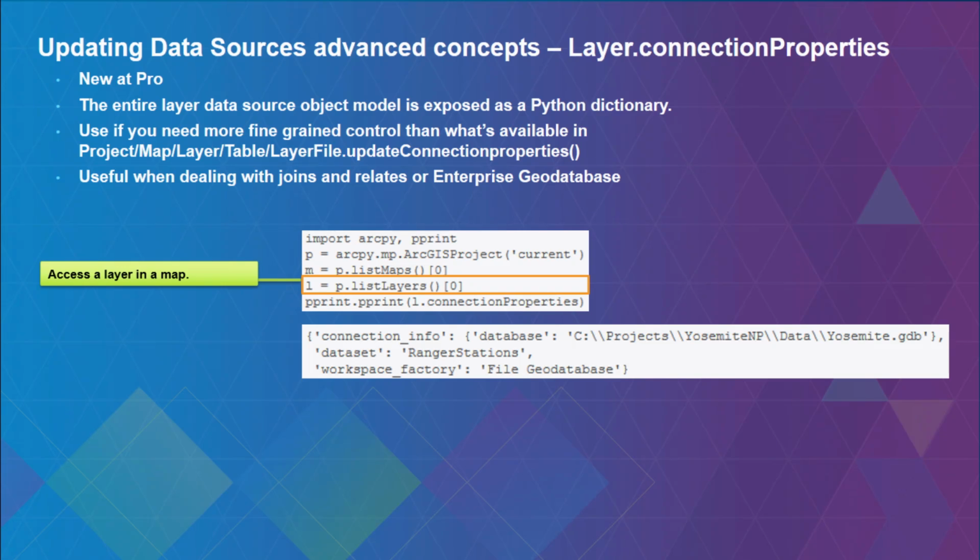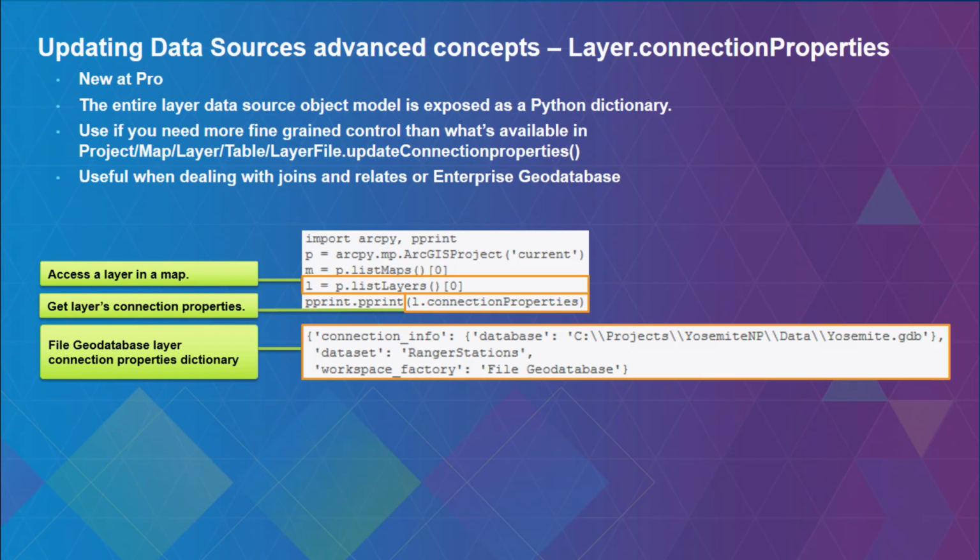Well, first off, you just reference a layer in the map. And I'm just going to show you the dictionary first. And so you reference a layer, then you reference its connection properties. And you'll notice here that I'm using the pprint module. And pprint is just a way to display the dictionary in an easy to read format. And this is what a simple geodatabase layer connection properties dictionary looks like. So if you wanted to, you could write a script that dug into this dictionary and changed any of these properties.